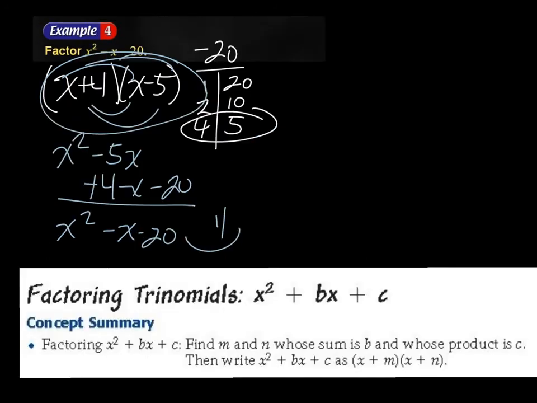So once again, to factor a quadratic in the form x squared plus bx plus c, find two numbers m and n whose sum is b and whose product is c. And then you're going to write it as x plus m times x plus n.